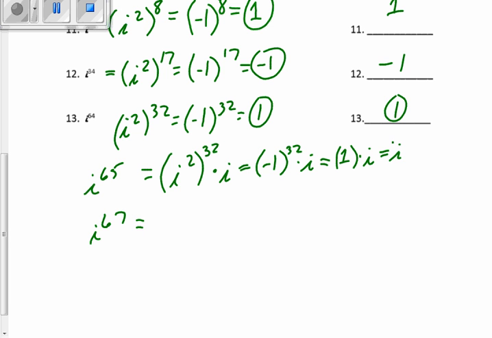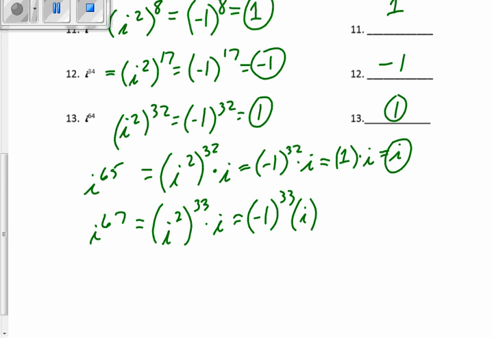Here we have i squared to the 33rd power. There's another i we need that's left over. i squared is -1 to the 33rd. And along -1 to the 33rd is -1 times i is -i. Again, these two problems here I just made up on the fly. You don't have to do them if you don't want. If you wanted extra practice, go for it. Moving on to the last page.